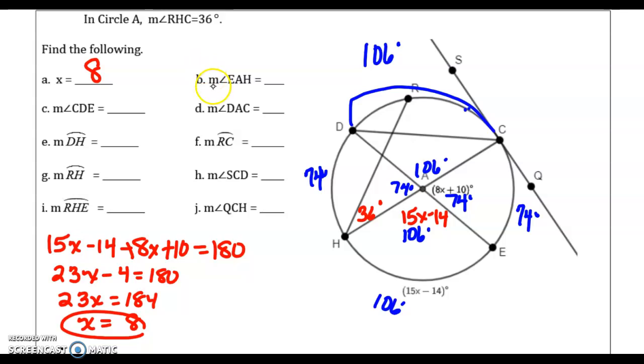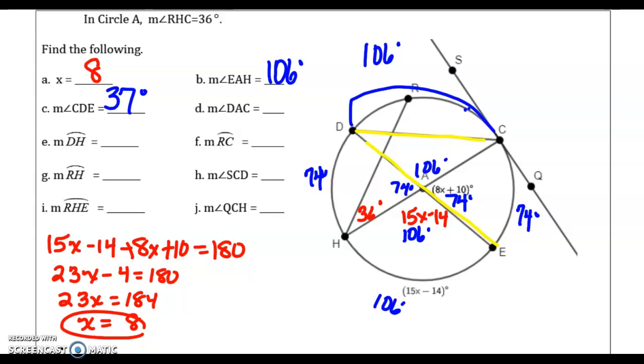So it's asking us to find EAH. EAH, we already said that was 106. And then CDE, the measure of angle CDE. CDE is right here. And so this is an inscribed angle. An inscribed angle is going to be half of its arc. Here's the arc of 74, so half of that is going to be 37.